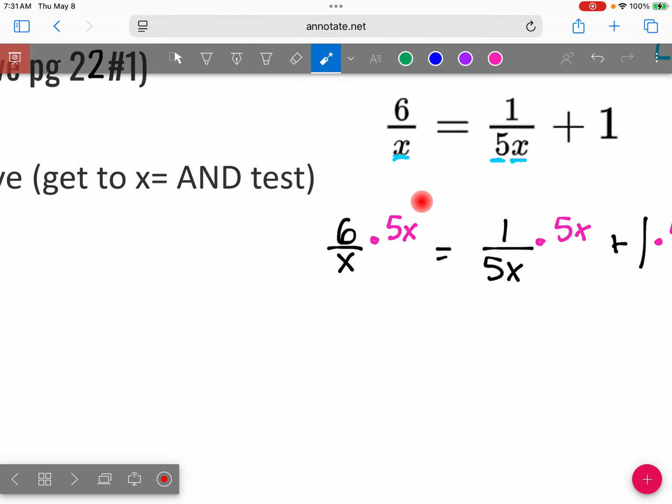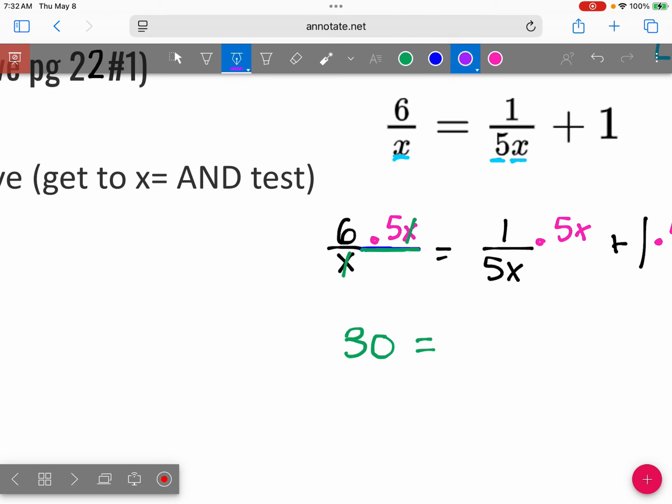When we do that, look at each one of these individually. I've got 6 over x times 5x. What happens here with the x's? Remember when we multiply across, it looks kind of like that. What's going to happen with my x's? They're not going to square. They're going to cancel. I have 1 on the top and 1 on the bottom. So we actually wind up with 6 times 5, which is 30, over 1. Over 1, technically, but you don't have to have an over 1.